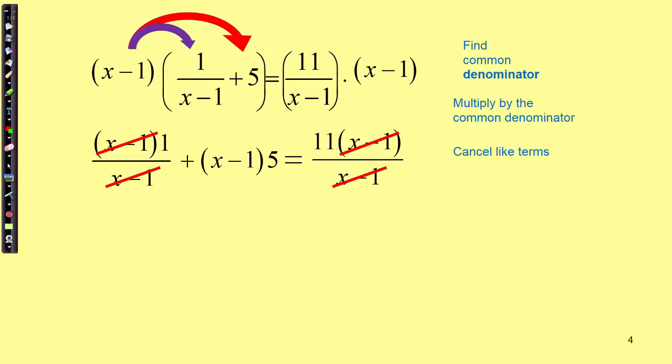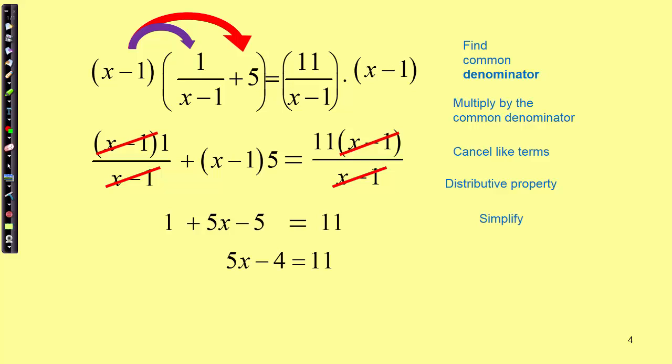and we're left on the left with a 1, and we're left on the right with an 11, and the 5 times the x minus 1 can be multiplied out. And so now finishing solving this equation is pretty simple. It's a nice linear equation. The 1 and the minus 5 put together, add 4 to both sides, and divide by 5. Now what did we say in the beginning? We could not have an answer of 1. Well, this answer is 3, and that is perfectly fine.